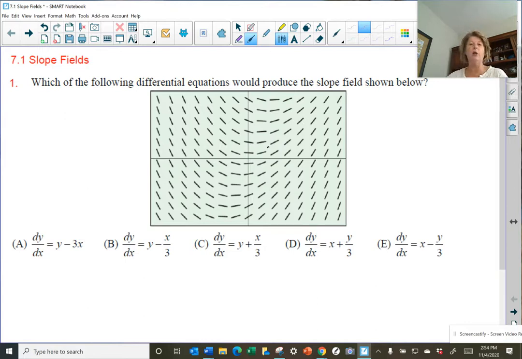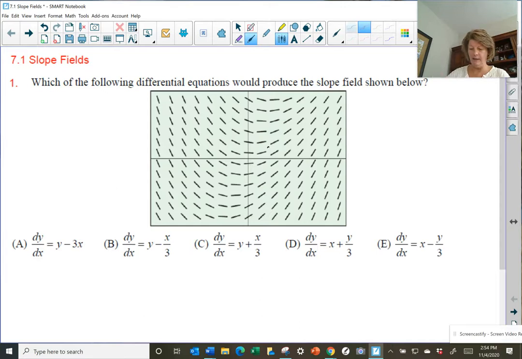There are 4 questions on the assignment sitting in your notes. I think we'll do 1 and 2 together today, and then you can finish up 3 and 4. So this first one is not an easy one. It says, which of the following differential equations would produce the slope field shown below?